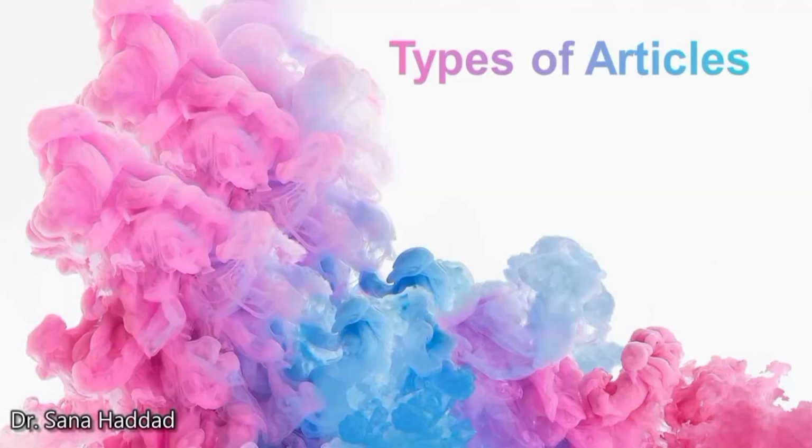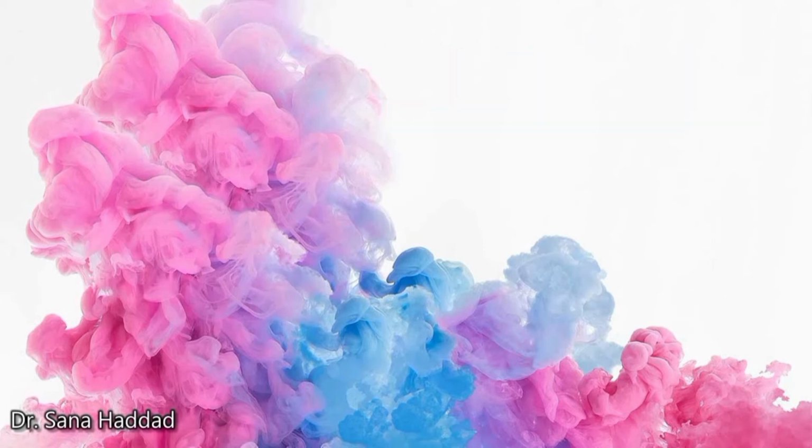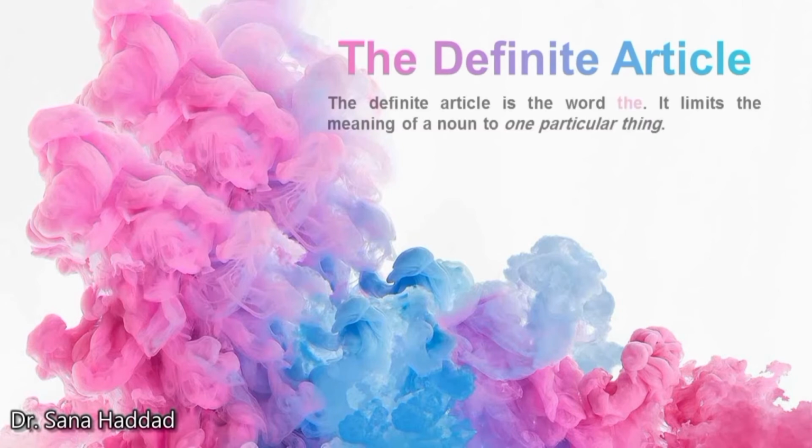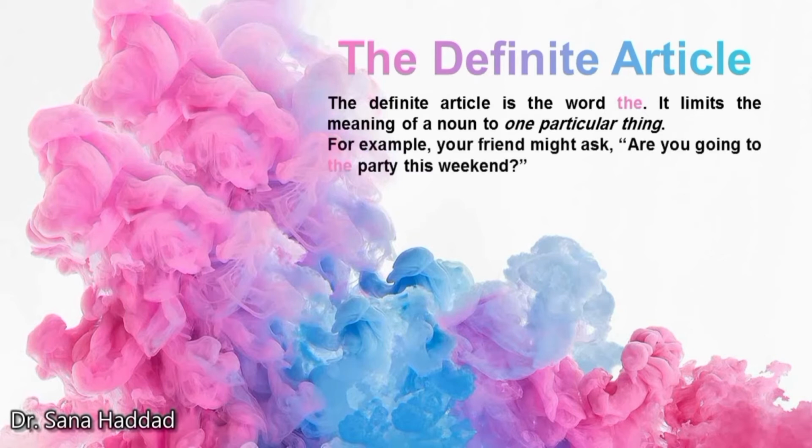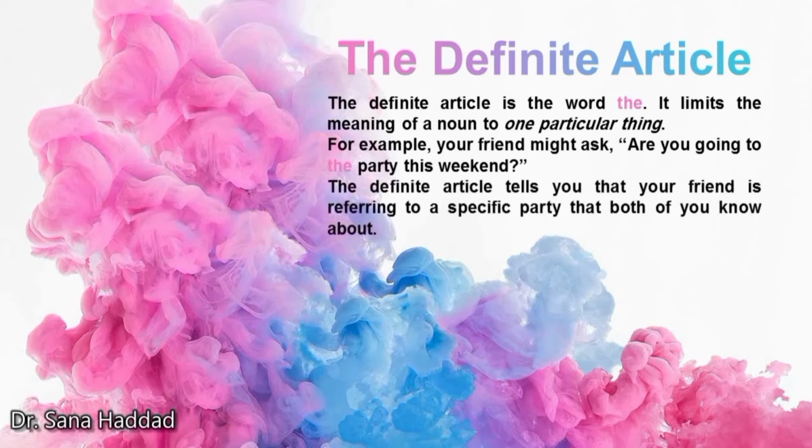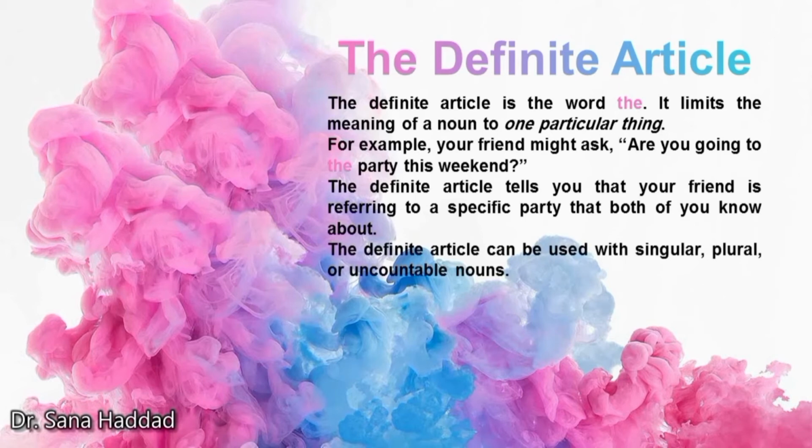Types of articles. English has two types of articles, definite and indefinite. The definite article. The definite article is the word the. It limits the meaning of a noun to one particular thing. For example, your friend might ask, "Are you going to the party this weekend?" The definite article tells you that your friend is referring to a specific party that both of you know about. The definite article can be used with singular, plural, or uncountable nouns.